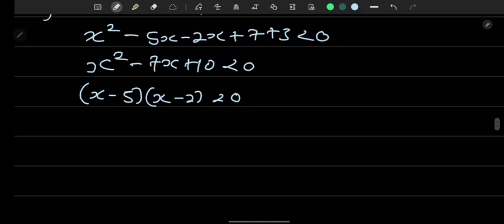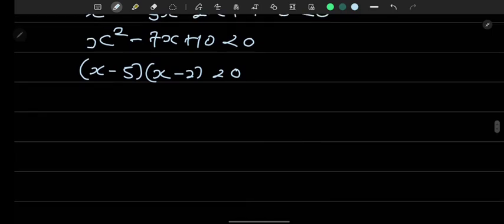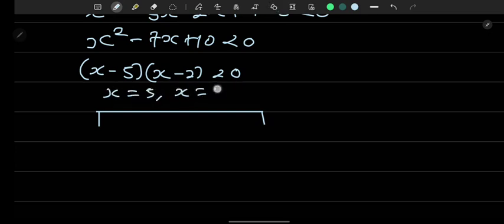Okay, so what will now happen here? We can make use of number lines here to get the solution to that inequality. I prefer to use number lines. We can use the graphical method as well, but let's use number line. So the possible values here, we have 5 and 2. Okay, so this is 2, this is 5, minus infinity, plus infinity.